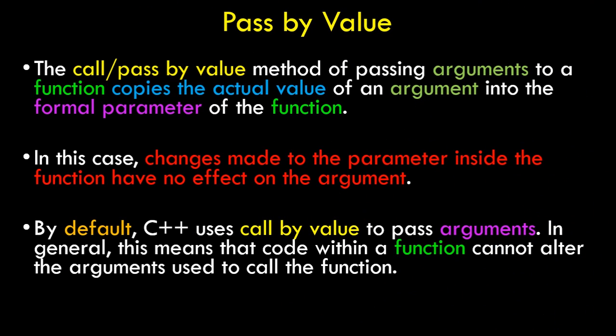So starting off with pass by value. The call or pass by value method of passing arguments to a function copies the actual value of an argument into the formal parameters of the function. In this case, changes made to the parameter inside the function have no effect on the arguments. By default, C++ uses call by value to pass arguments. In general, this means that the code within a function cannot alter the arguments used to call the function.